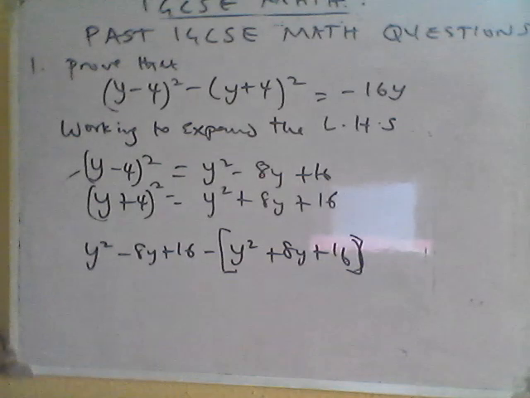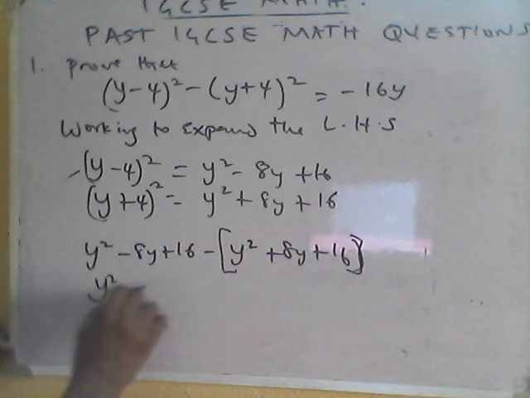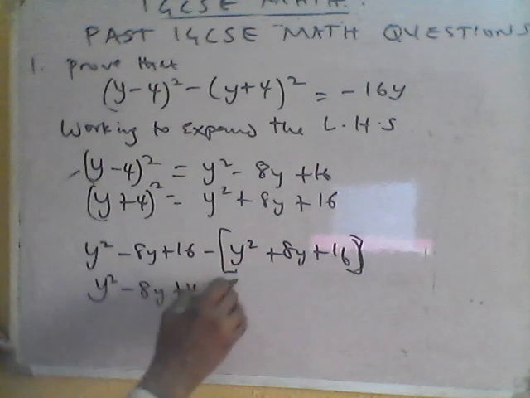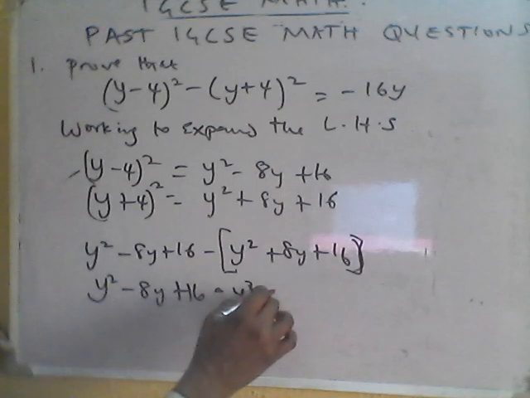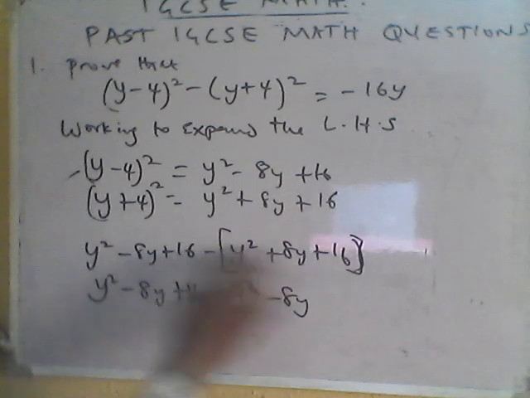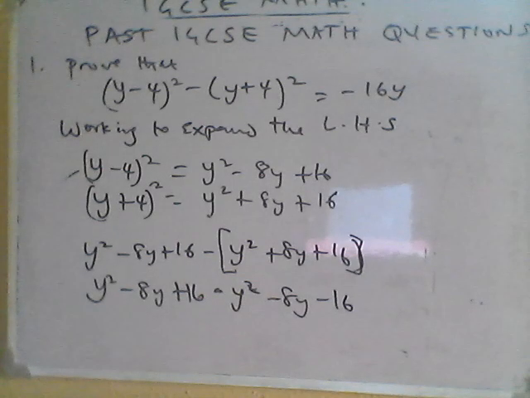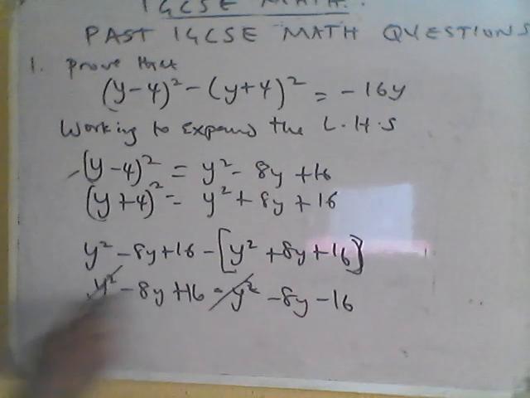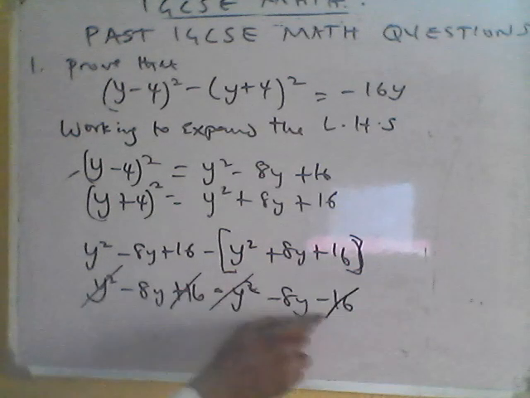Okay, so I'll work on the brackets later, but let me just write this out first. Y squared minus 8y plus 16. Then this minus y squared, then minus times plus is minus 8y. Then this times plus again, minus 16. Okay, so at this point I collect like terms. This and this will cancel out. This and this will cancel because it's plus and minus. This and this will also cancel out because it's plus and minus.